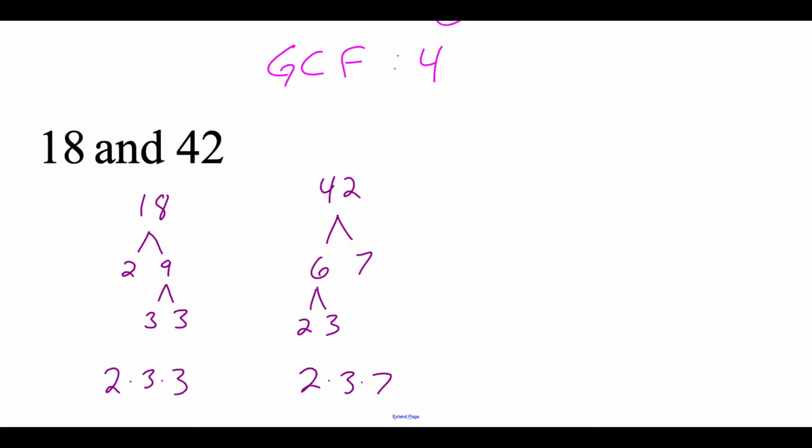When we're finding a GCF or a greatest common factor, when we look at all of the factors of our numbers, we want to look at what they have in common. So they have a 2 in common, so I'm going to grab that 2. They also have one 3 in common, so I'm going to grab one of those 3's, and I'm going to multiply those two numbers together. 2 times 3 is 6. So the greatest common factor between 18 and 42 would be 6.